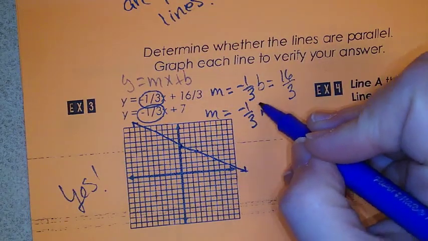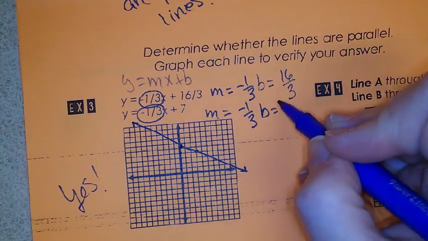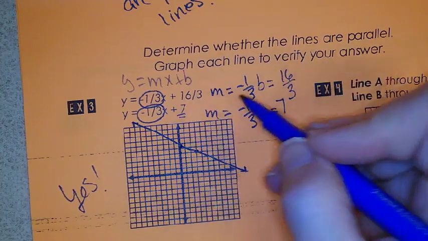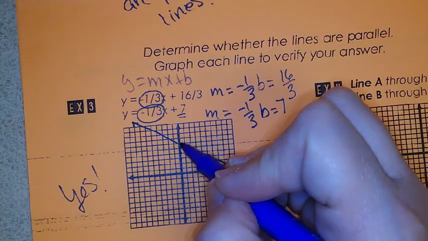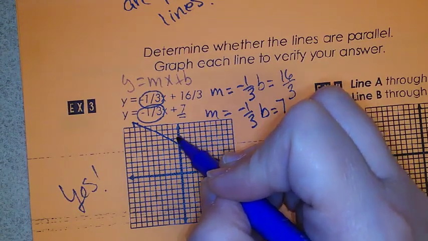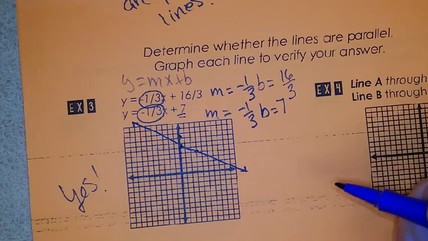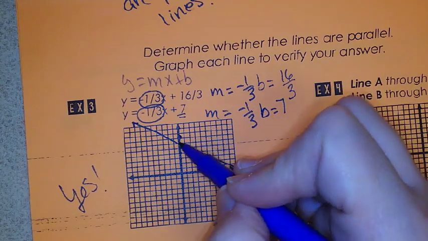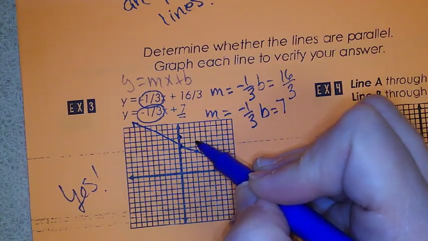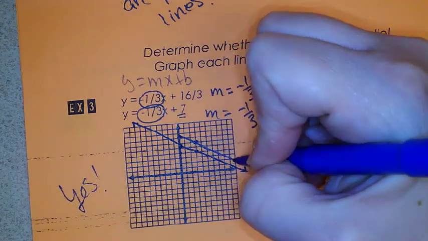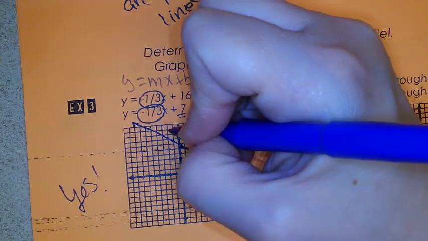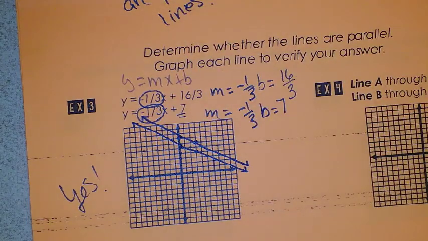Now look at the y-intercept for my second line, and I see that it's 7. So I go up to 6, 7, and then I have the same slope. So I go down 1, and I run 1, 2, 3. So there's my 2 points. If I connect those points, I can see those lines do indeed look parallel.